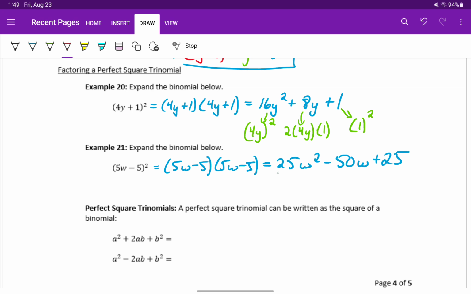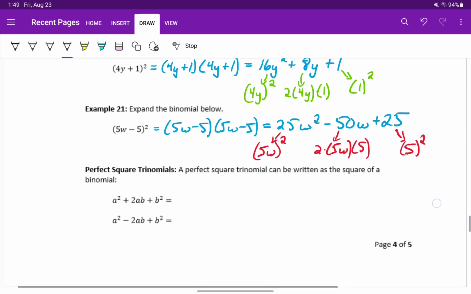Similarly, when we look at example 21, this first term is the same thing as 5w squared. The third term is 5 squared. And this value of 50 that we have in the middle is 2 times 5w times 5. So there's a specific pattern that's happening there where the middle term is equal to 2 times the quantity in the first term that's being squared and the quantity in the third term that's being squared.